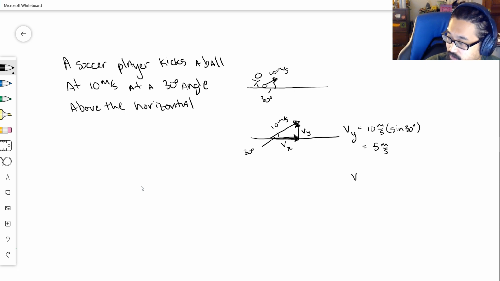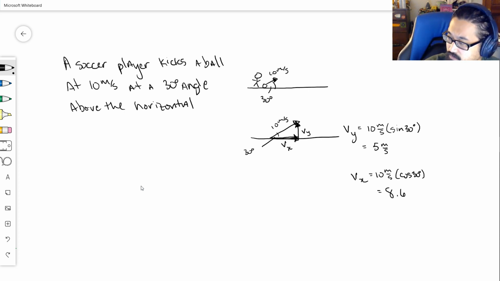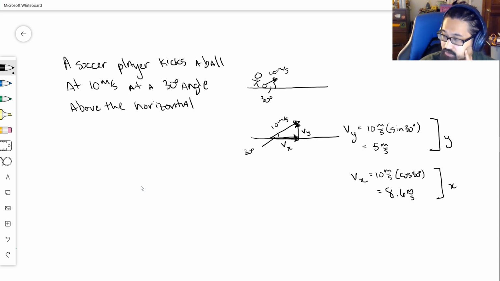If I want the velocity in the x direction, that would be 10 meters per second times the cosine of 30, and that would equal, I want to say, 8.6. So now, this is actually really useful because I know information. This is y information and this is x information.